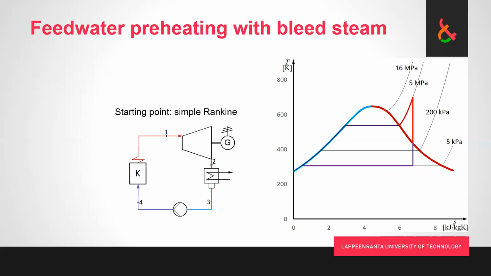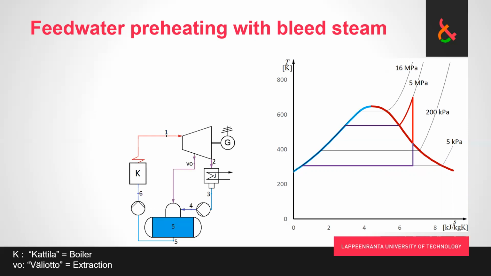And feedwater preheating with this kind of steam could look, for example, like this. So here we have, and by the way, there are some of these labels in the figures throughout this course. They might seem strange to the English-speaking ones, so they are based in the Finnish language. K here, for example, comes from kattila, in Finnish means boiler, and VO.